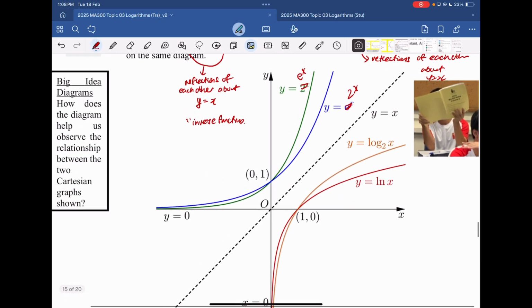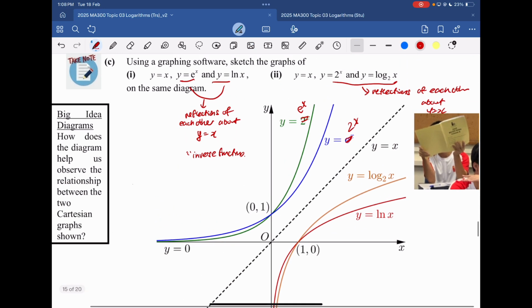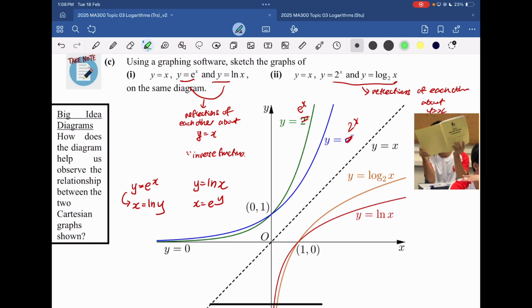You notice, if you see y equals e power x, if you convert this, it's the same as x equals ln y. Same thing, y equals ln x is the same as x equals e power y. Notice the relationship between the two functions. Can you see that the x and y swap place? y and x become x and y. This is what I mean by inverse function.